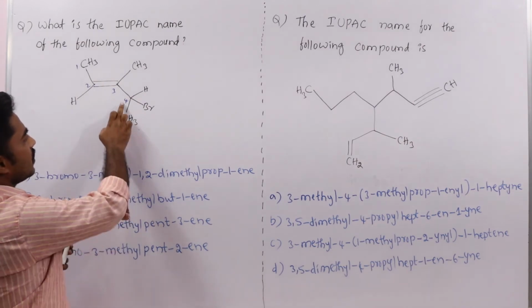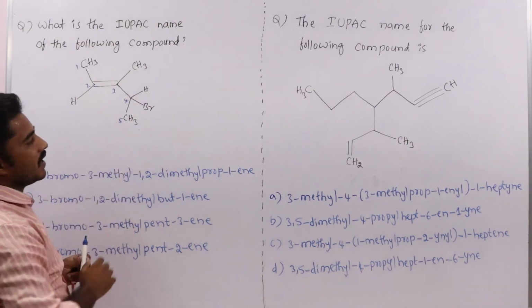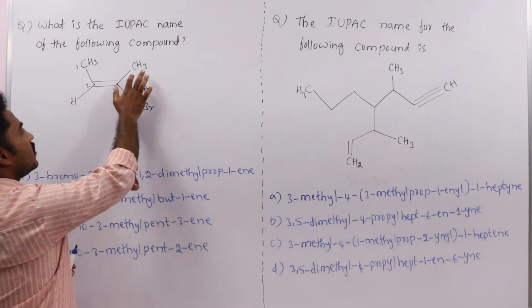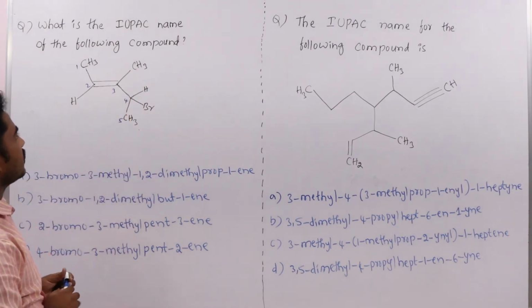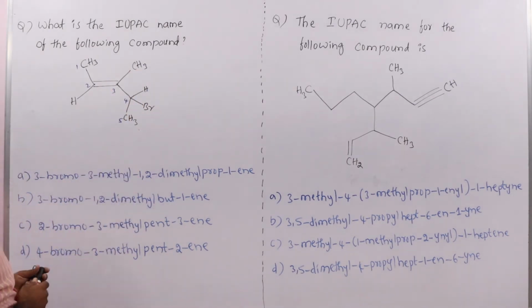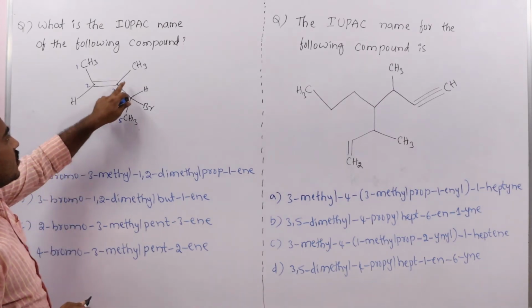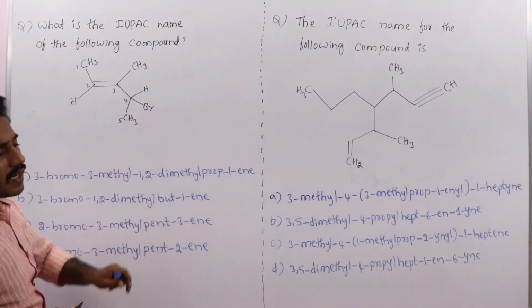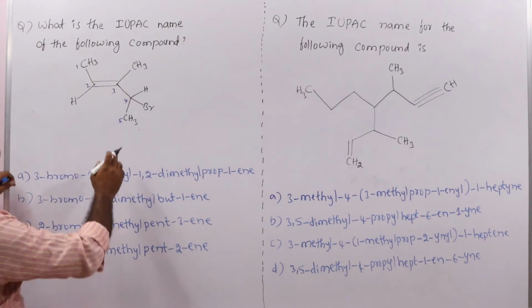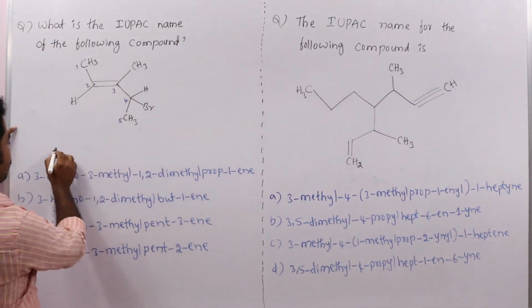At fourth position Br substituent is there. At third position CH3 substituent is there. Is there any other substituent? No. At third position methyl and at fourth position Br. That's why I write the name here 4-bromo.